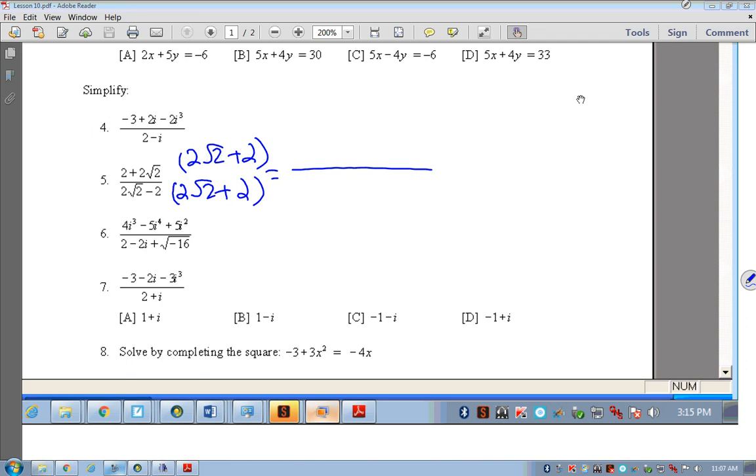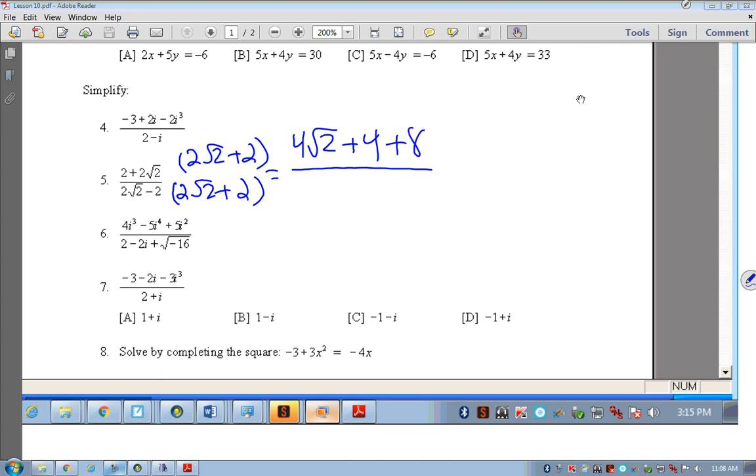Okay, 2 times 2 radical 2 is 4 radical 2. Okay, 2 times 2 is 4. Okay, 2 radical 2 times 2 radical 2. This is where a lot of things happen at once. 2 times 2 is 4. Radical 2 times radical 2 is 2. 4 times 2 is 8. Okay? All right, so we've got that.